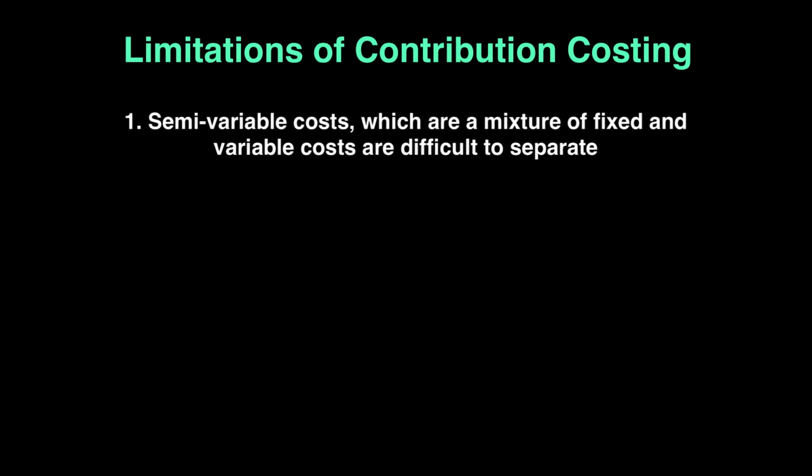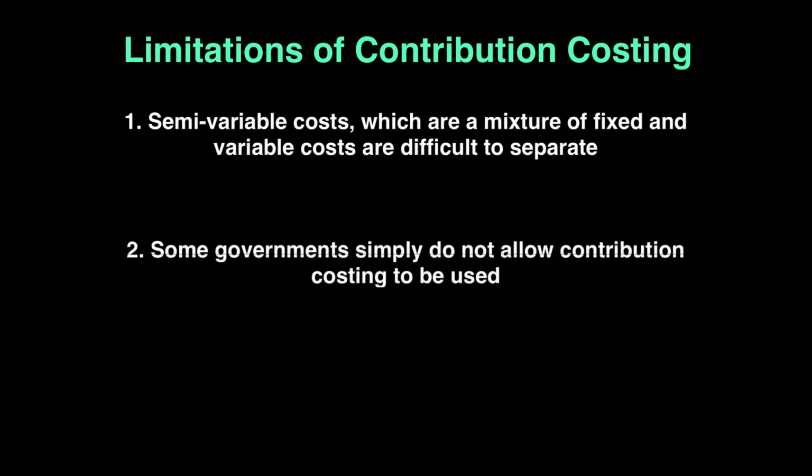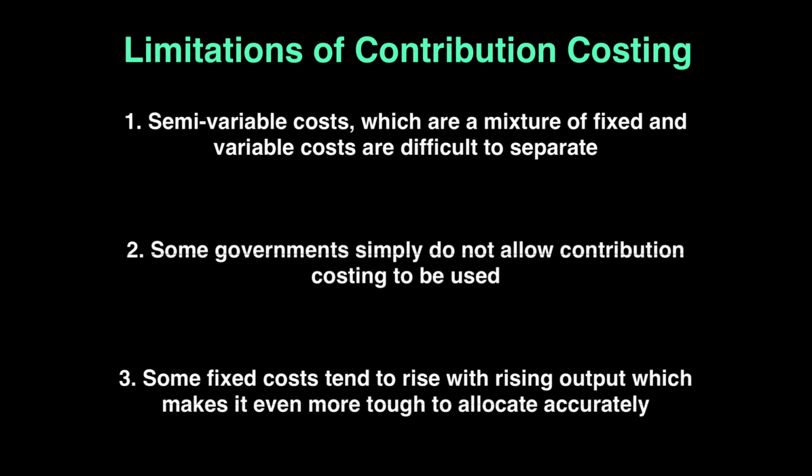Not only that, it is not favored by a lot of governments, so there might be certain limitations in terms of using contribution costing, and that's where the other method called full or absorption costing might be used. And when you are looking to produce more, some fixed costs rise, right? For example, if you produce more, you will need more storage space, so you will need to pay more rent. And when that goes up, that means even after calculating contribution, there's a larger amount of fixed cost to be paid, which will further reduce the profit that you end up making.